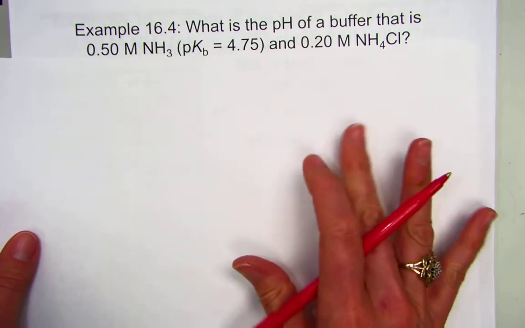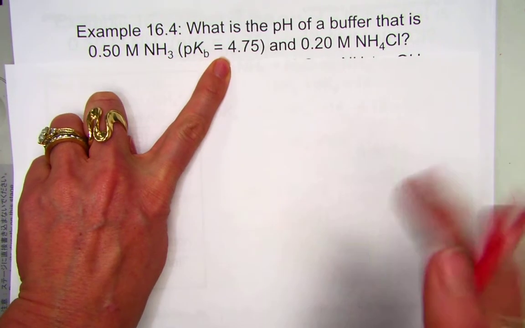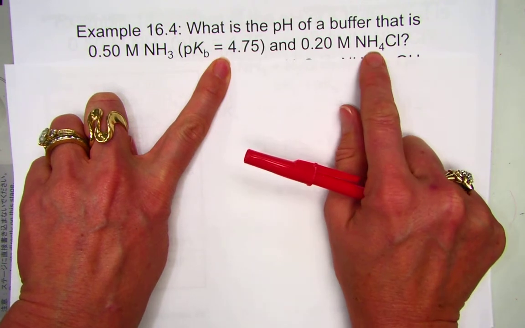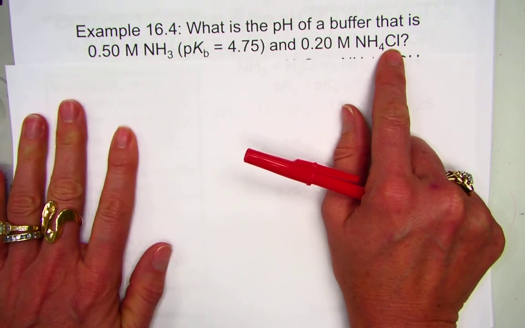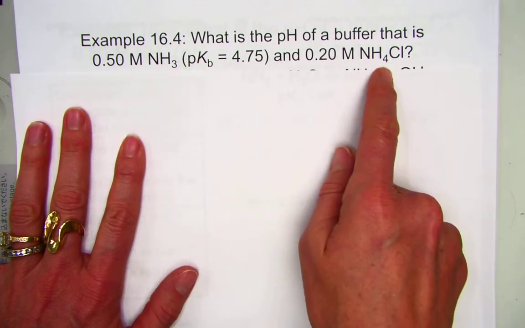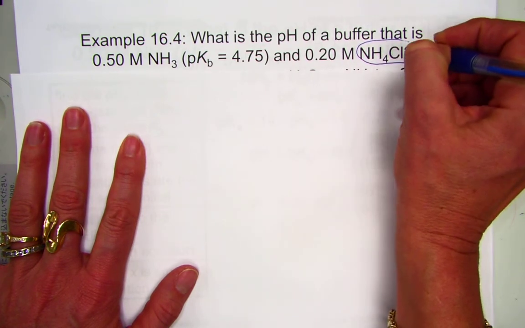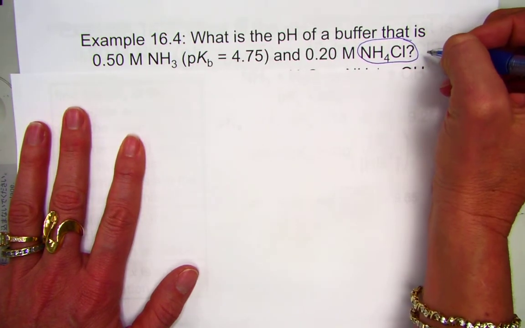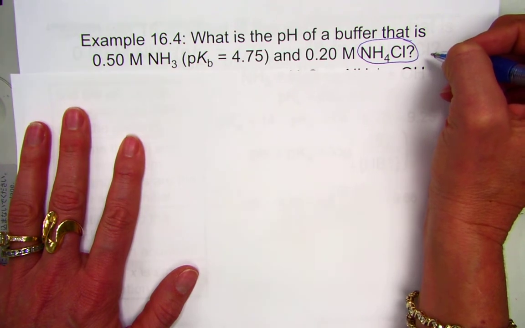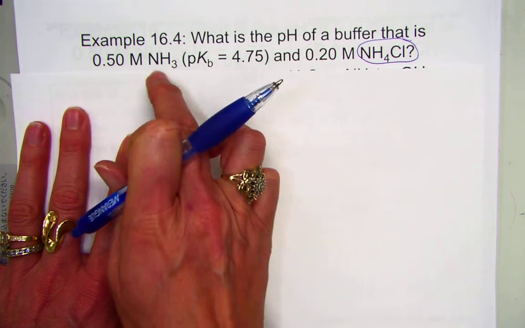Here's an example where this time we have a base, notice the Kb value, in equilibrium with its conjugate acid, ammonium chloride. Same problem, we're just shifting from a weak acid and its conjugate base to a weak base with its conjugate acid. Ammonium chloride is a salt. It 100% dissociates. It will not have an equilibrium. The equilibrium here is coming from the weak base.